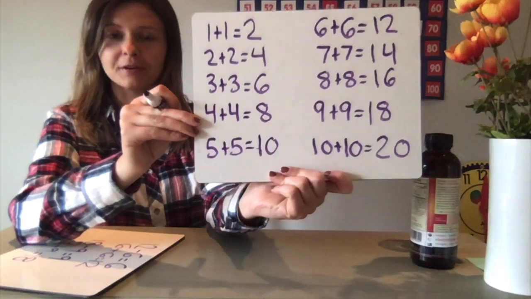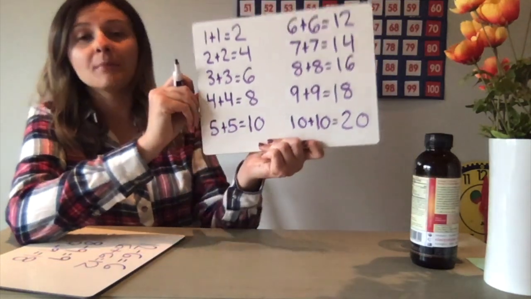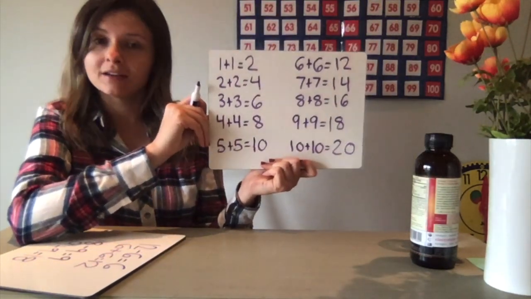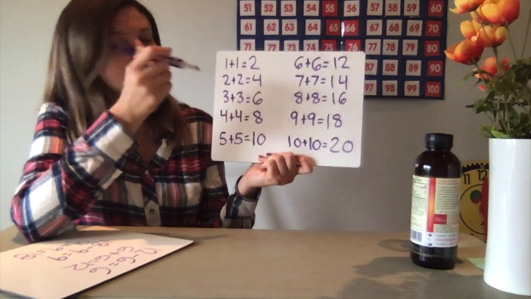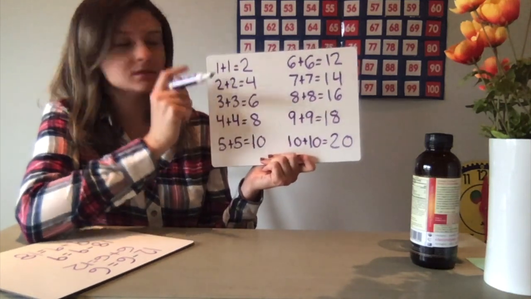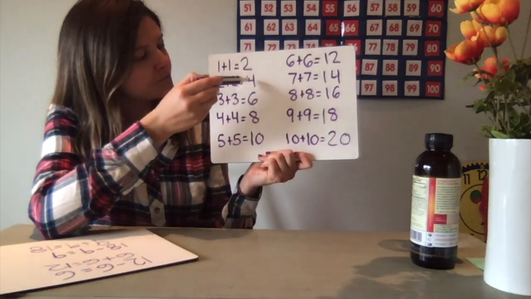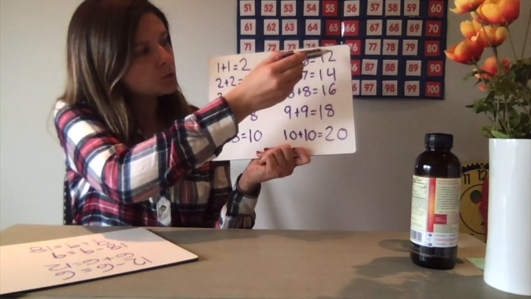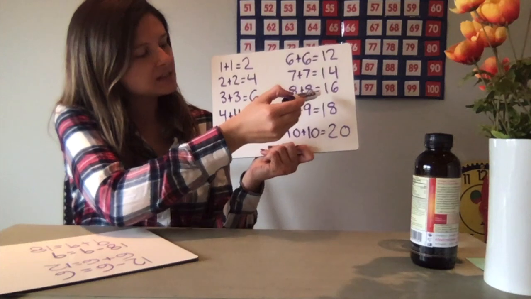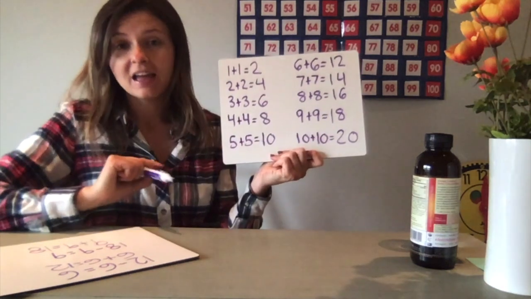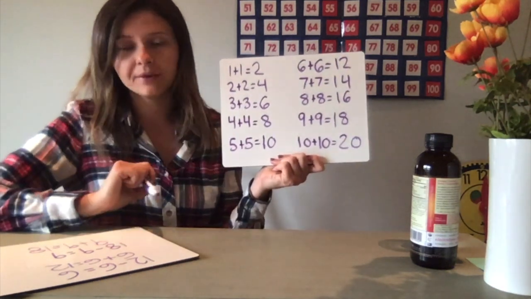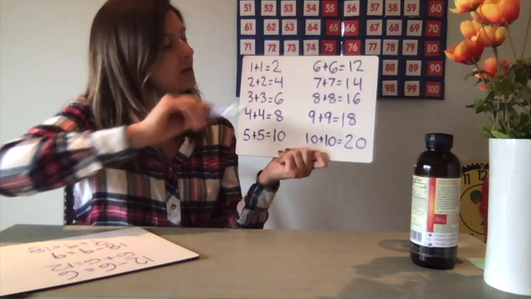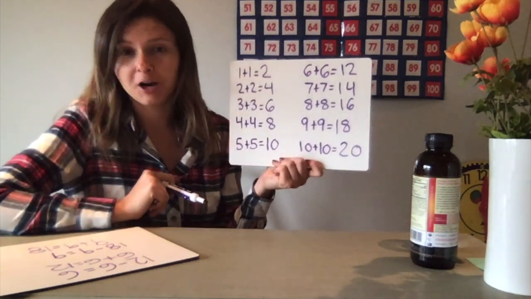Nice job if you got those ones. And you might remember, a little trick to remember them is that the answers go up by 2's. So we have 2, 4, 6, 8, 10, 12, 14, 16, 18, 20. And if you keep on going, 11 plus 11, 12 plus 12, it will keep going up by that pattern, which is pretty cool.